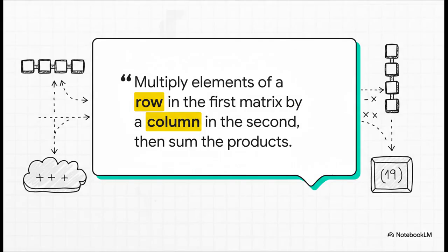Okay, let's actually run the row-on-column algorithm for that very first element. To get the entry in row 1, column 1 of our answer, we take row 1 from matrix A, that's 1, 2, and we take column 1 from matrix B, which is 5, 7. Now we multiply the corresponding elements. 1 times 5 is 5, then 2 times 7 is 14, and finally we sum those products. 5 plus 14 gives us 19, and that, 19, is the very first element of our resulting matrix.